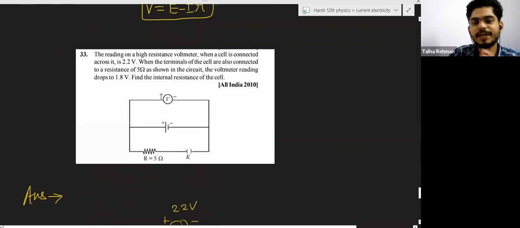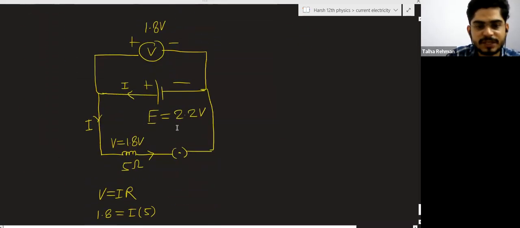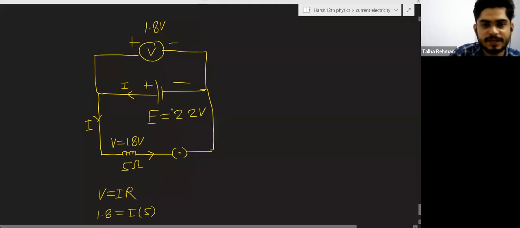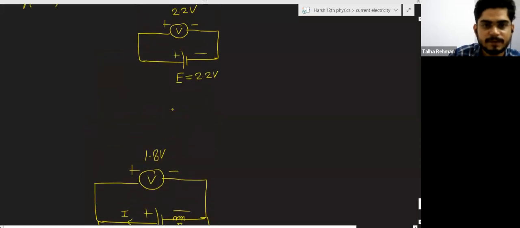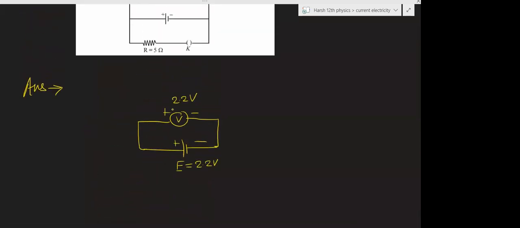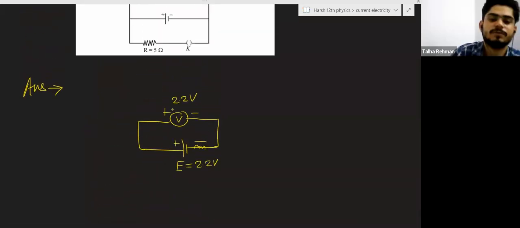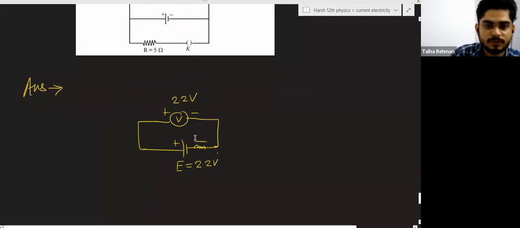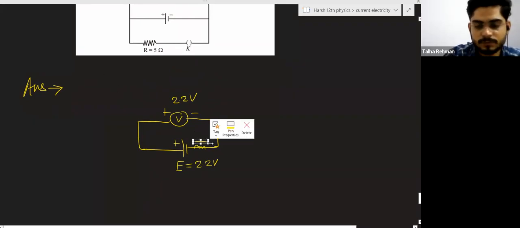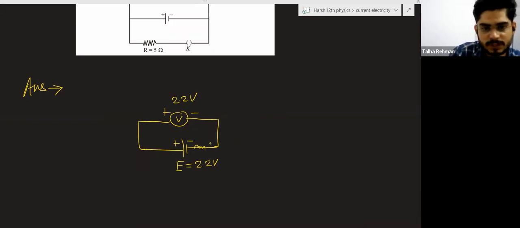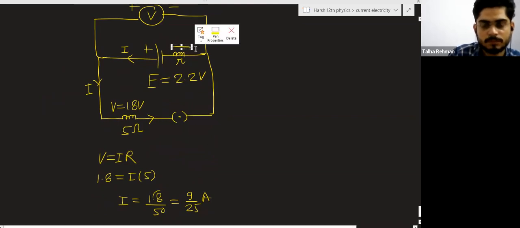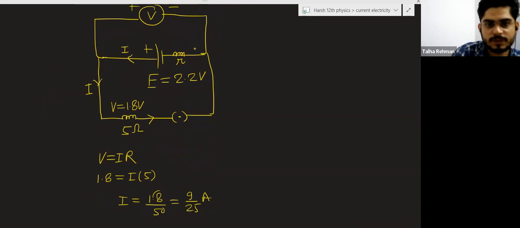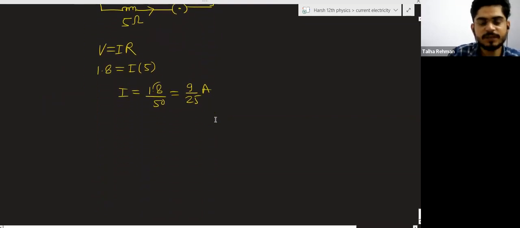Now what are they saying? They are saying find the internal resistance of the cell. We have to calculate the internal resistance of the cell. Here somewhere will be the internal resistance r of the cell. This is the positive terminal, and this is the negative terminal. So this is the internal resistance.